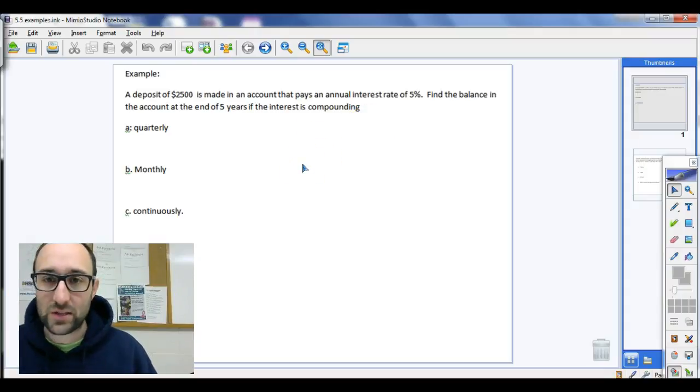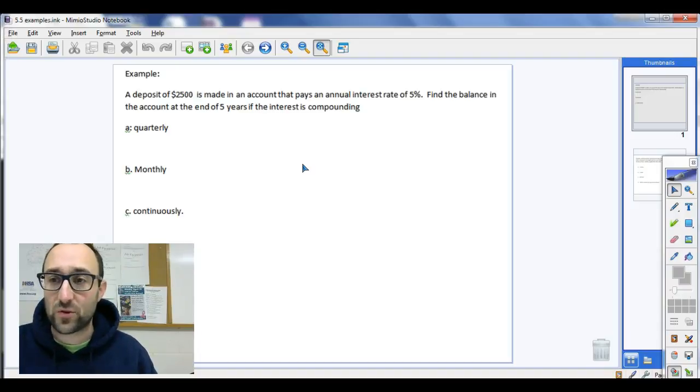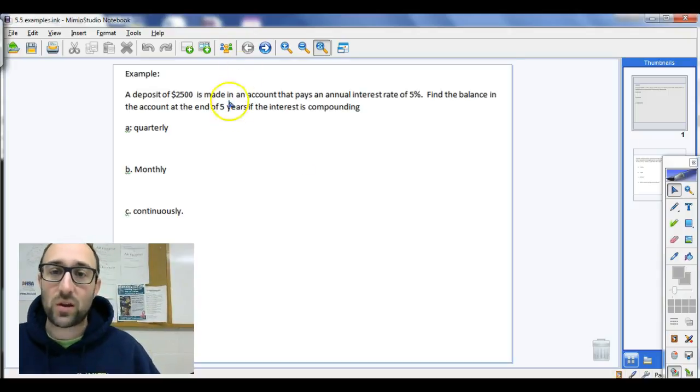Here's an example, and it says a deposit of $2,500 is made into an account that pays an annual interest rate of 5%. Find the balance in the account at the end of 5 years if the interest is compounding quarterly, monthly, and continuously. So these are all slightly different.